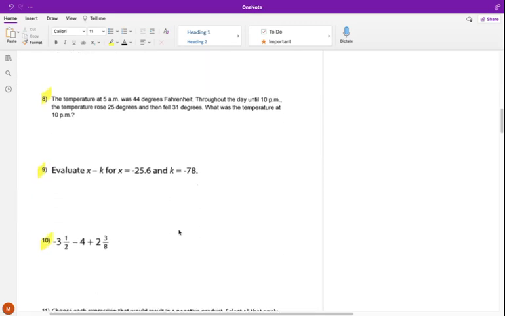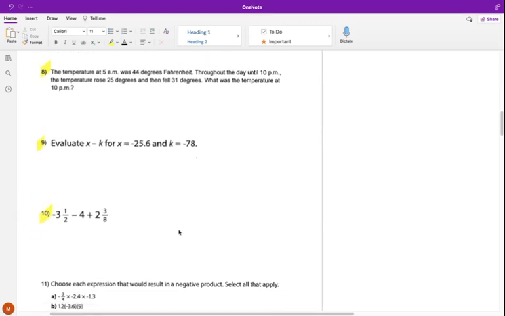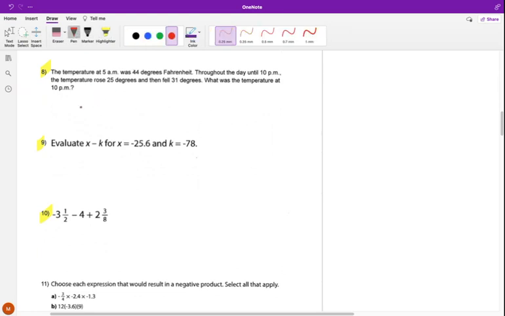All right, so next question, number 8. It says the temperature at 5 a.m. was 44 degrees Fahrenheit. Throughout the day until 10 p.m., the temperature rose 25 degrees and then fell 31 degrees. What was the temperature at 10 p.m.? So throughout the day, our temperature was fluctuating. It started out at 45, it rose, it fell, rose, it fell. But in total, it rose 25, and it fell 31.